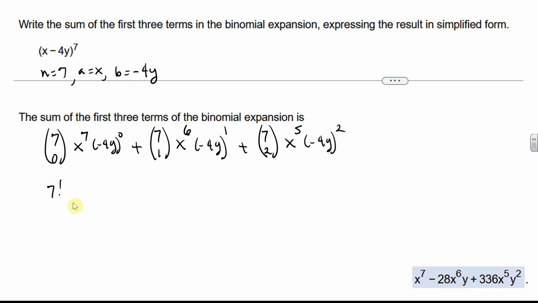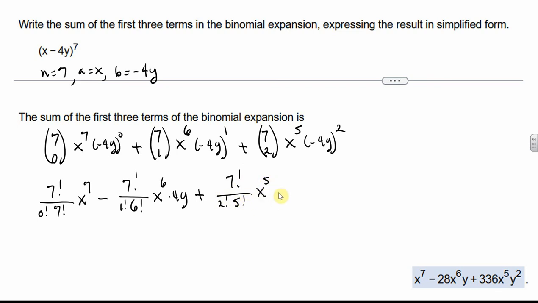So here this is 7 factorial over 0 factorial. This is 7 minus 0 factorial, which is just 7 factorial. And then this is times x to the 7. Negative 4y to the 0 is just 1. So then I'm going to just use the minus from here, that minus 4. So this is 7 factorial over 1 factorial and this is 6 factorial times x to the 6 times 4y, plus 7 factorial over 2 factorial times 5 factorial times x to the 5th. Negative 4 to the 2nd is 16 times y to the 2nd.